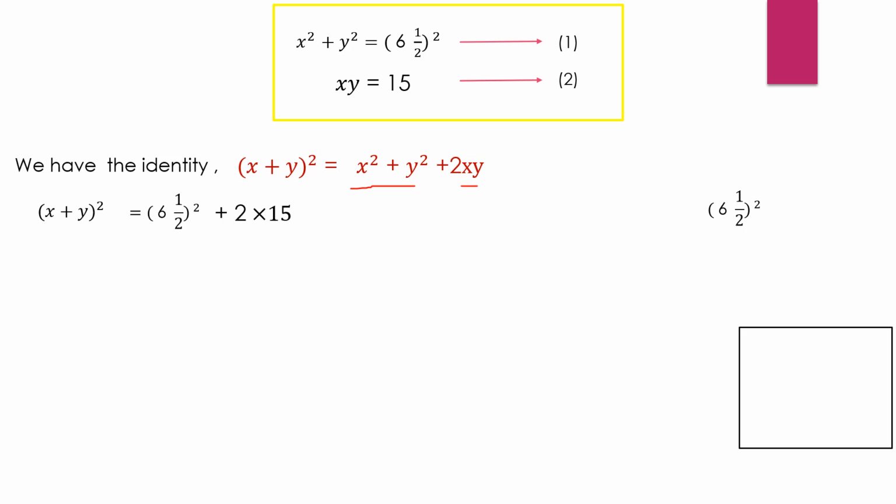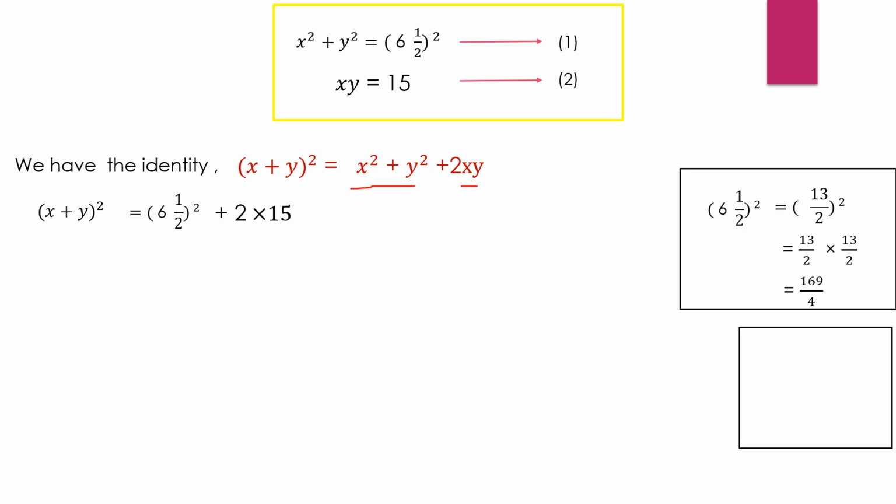(6 1/2) square is (6 1/2) into (6 1/2). That is (13/2) the whole square. What is (13/2) the whole square? 13/2 into 13/2, and what is that? Correct, 169/4. If you have doubt with this step, you can do 13 into 13 and you will get 169, and 2 into 2 is 4. So (6 1/2) the whole square is 169/4. So we will replace (6 1/2) square with this 169/4. What do you get? 169/4 plus 30. Now, what is the next step?